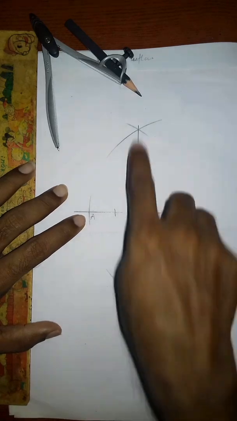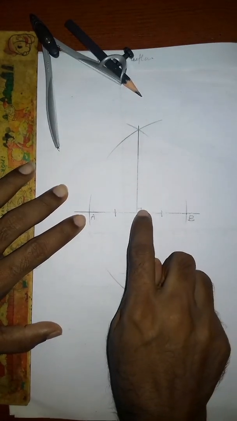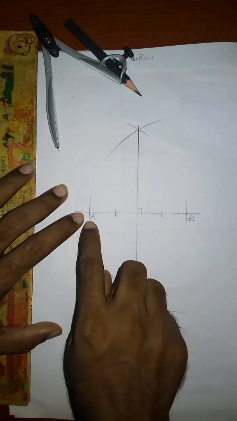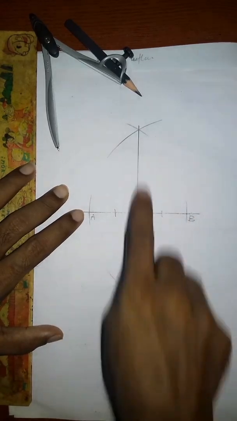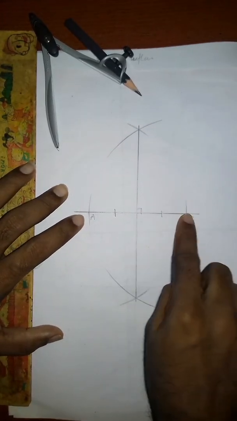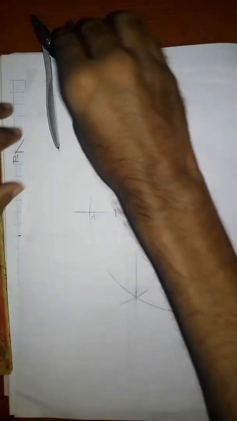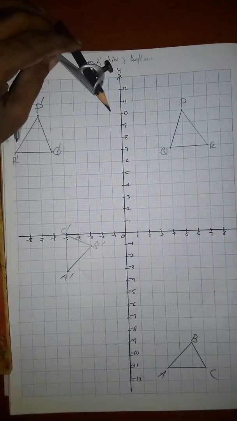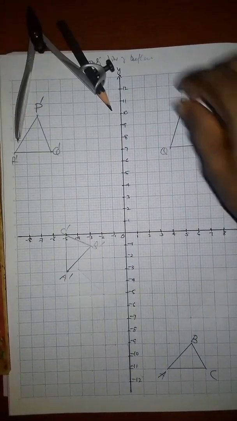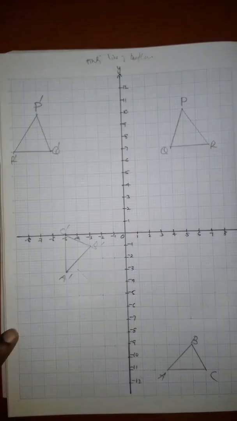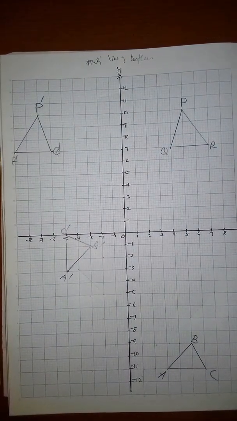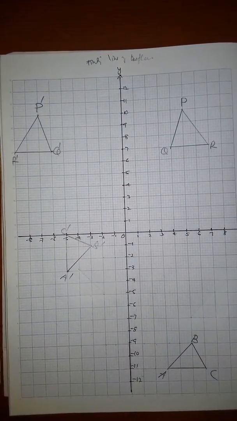This is perpendicular, therefore there's a 90-degree angle here. It's a bisector, that means this line AB is divided into two equal parts by this, therefore this part equals this part. That is how you construct a perpendicular bisector. That constructional technique has to be used in our lesson to find the line of reflection. We will see how it can be done.